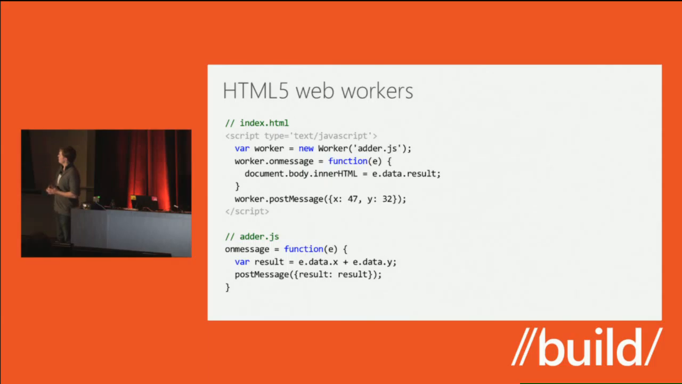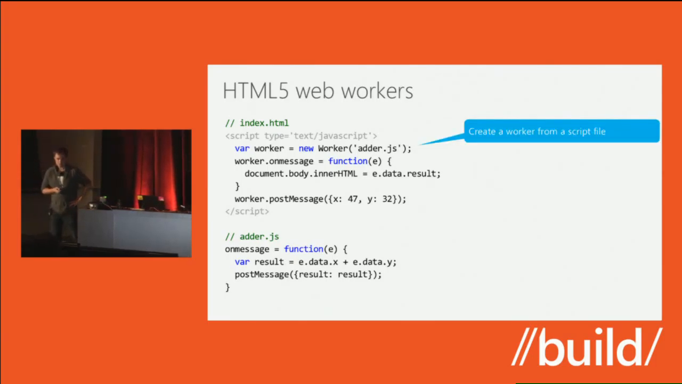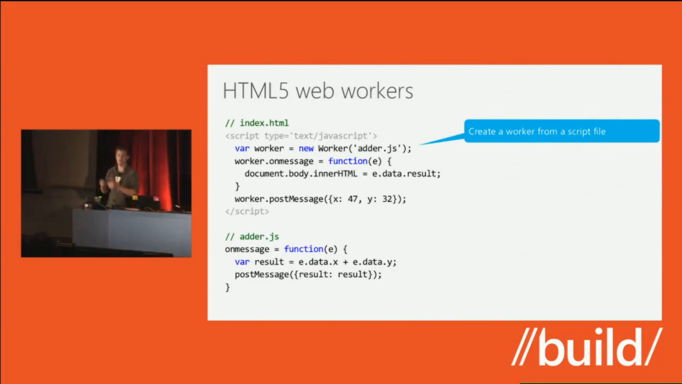And web workers work like this. Inside our index.html, we can create a script tag and then new up a worker. And when we new up a worker, we pass it a URI that is going to be the JavaScript file that's going to execute within that additional thread of control. So within that worker thread, we're going to run the code inside this adder.js.